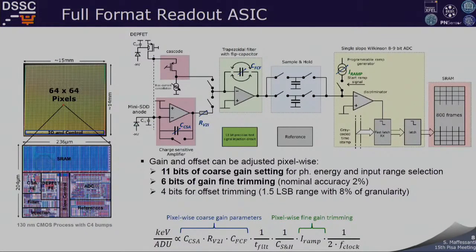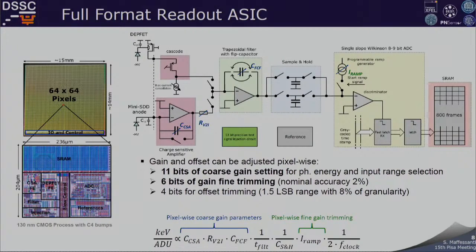So this is the full format ASIC. It can read out 64 by 64 pixels, and it contains both the DEPFET and the mini SDD front end. As I said, the mini SDD front end is a charge-sensitive amplifier. Then we have a trapezoidal filter with a flip capacitor to generate the trapezoidal filtering function. And then we have a 9-bit single-slope Wilkinson ADC. The data is stored then in 800 memory cells, which reside in the pixel.